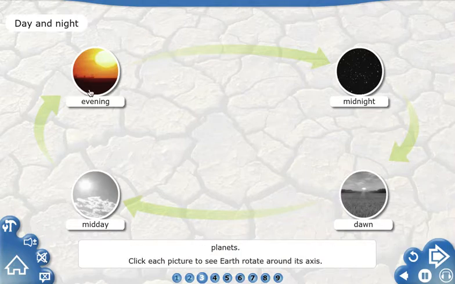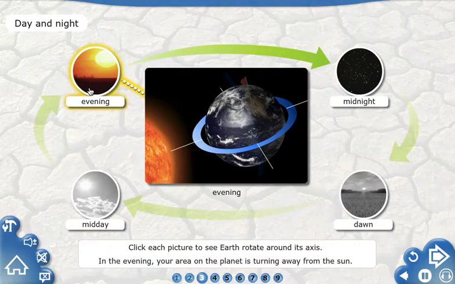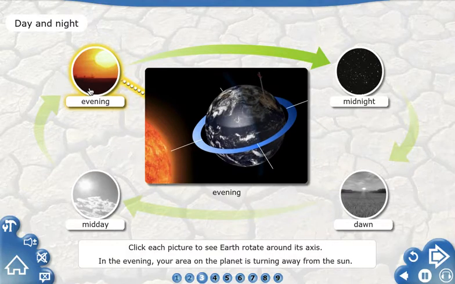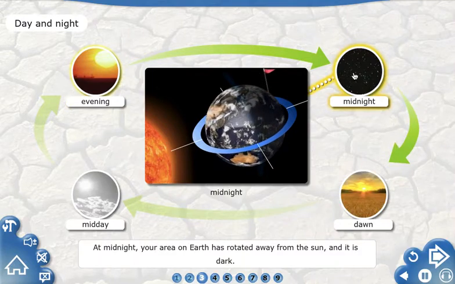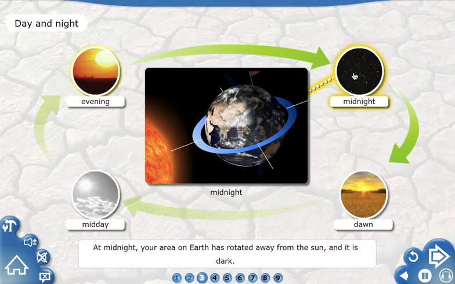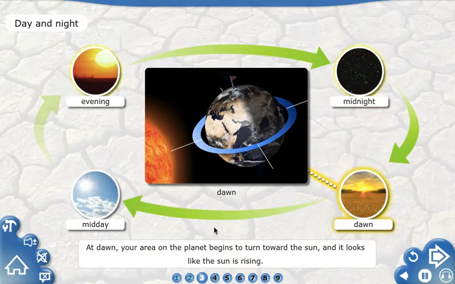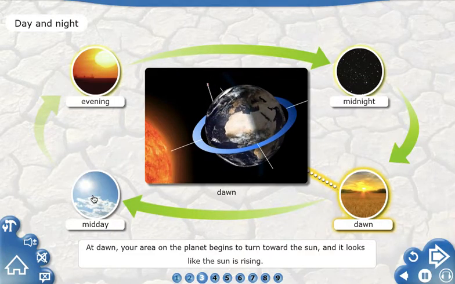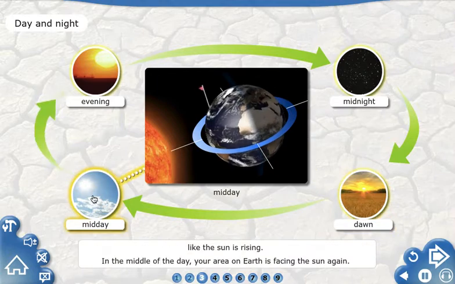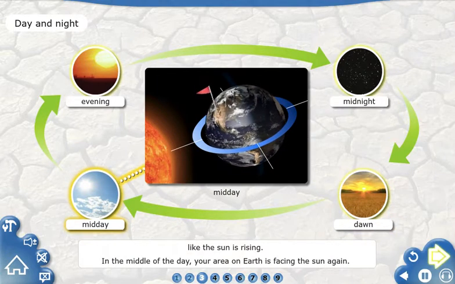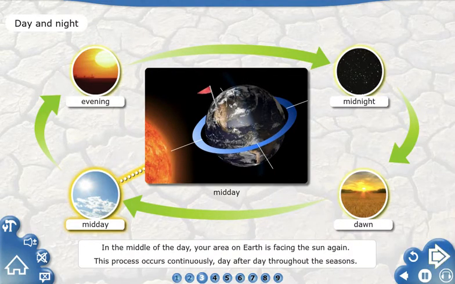Click each picture to see in the evening your area on the planet is turning away from the Sun. At midnight, your area on Earth has rotated away from the Sun and it is dark. At dawn, your area on the planet begins to turn toward the Sun and it looks like the Sun is rising. In the middle of the day, your area on Earth is facing the Sun again. This process occurs continuously, day after day, throughout the seasons.